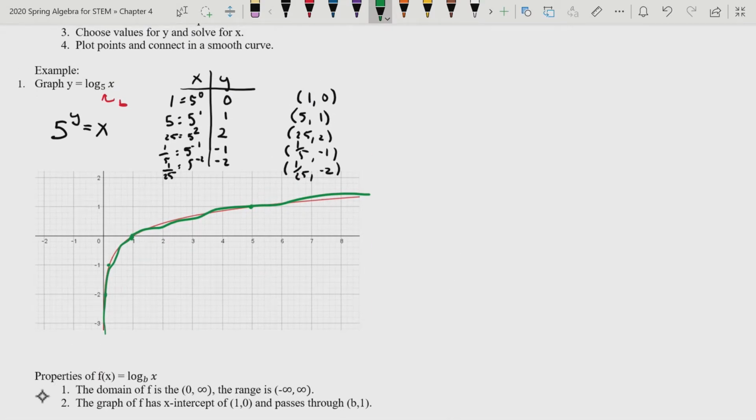Here are some properties of the function f of x equals log base b of x that you can see from the graph. The domain of f is from 0 to infinity, from here to there. And the range is from negative infinity up to positive infinity. The graph of f has x-intercept 1, 0 and passes through the point b, 1. So that's, in this case, 5, 1.